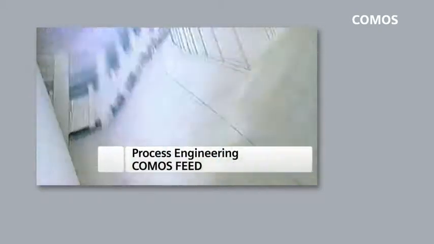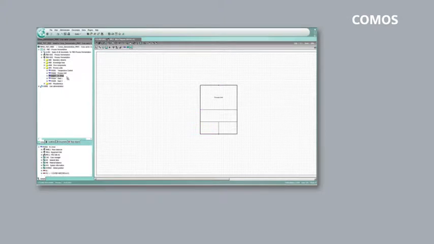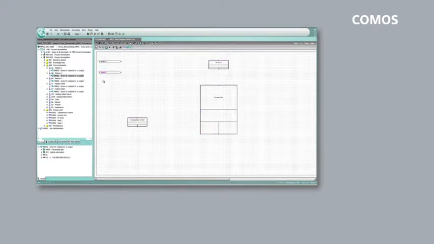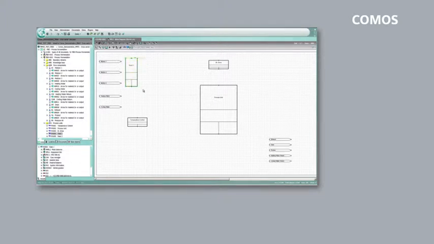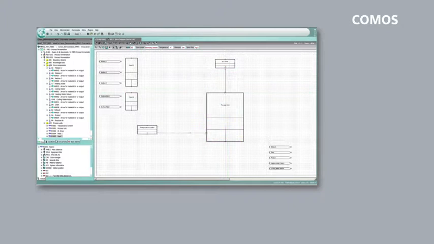Process engineering with COMOS FEED. Consistent data model. Material balance and information. General layouts. Process function block diagrams. Process flow diagrams.